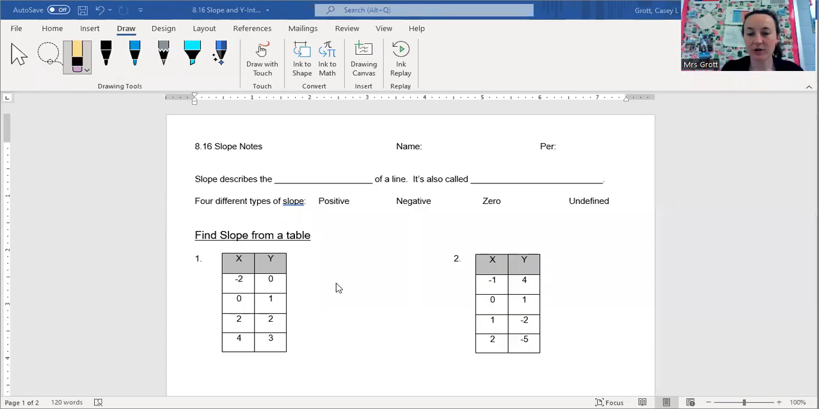Here is our review on slope and everything that deals with slope. So starting with the definition, slope describes the steepness of a line. Okay, think about the ski slopes. It is also called rate of change.